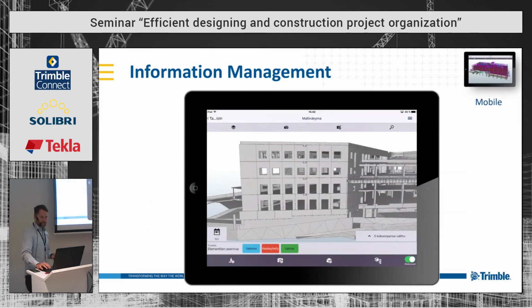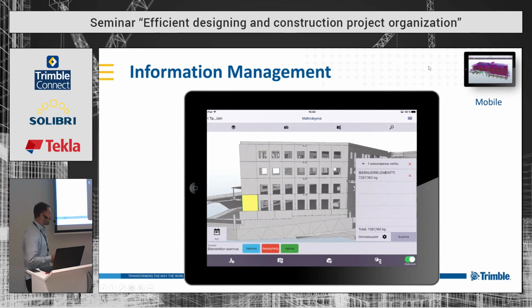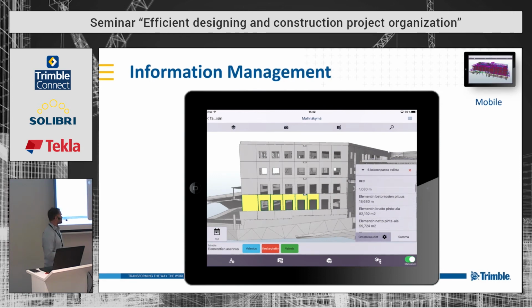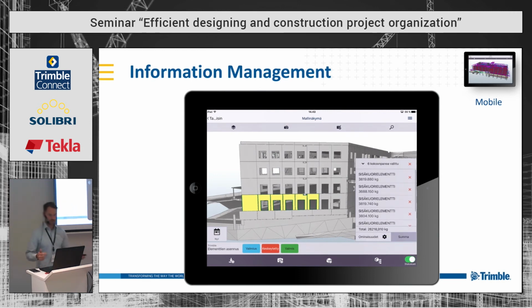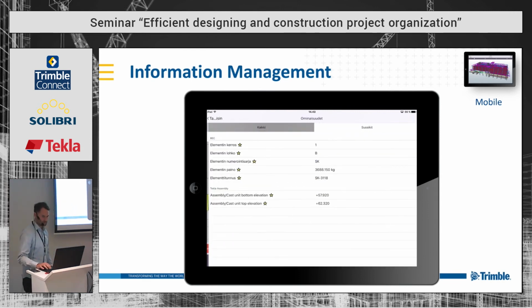And the same feature is also in the mobile tool. So this is Trimble Connect mobile. We have this quick inquiry tool where you can select some objects from the model and then see the quantity, or for example the basic information of these precast elements. So getting more information from the system also.